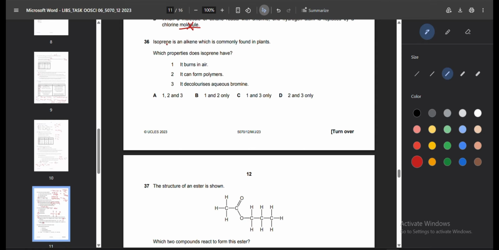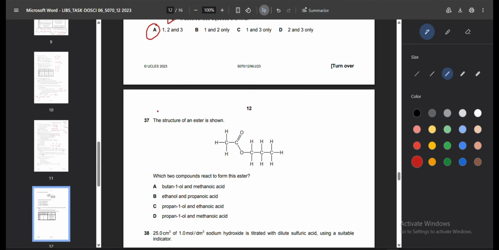Now next one is question number 36. Isoprene is an alkene which is commonly found in plants. Which properties does isoprene have? It burns in air. Yes. Next is that it can form polymers. Yes. It is a monomer, so it can make polymers. It decolorizes aqueous bromine. Yes, that is also correct, because if you add bromine to any unsaturated hydrocarbon, it decolorizes. So which option is the correct one? Option A is the correct option.